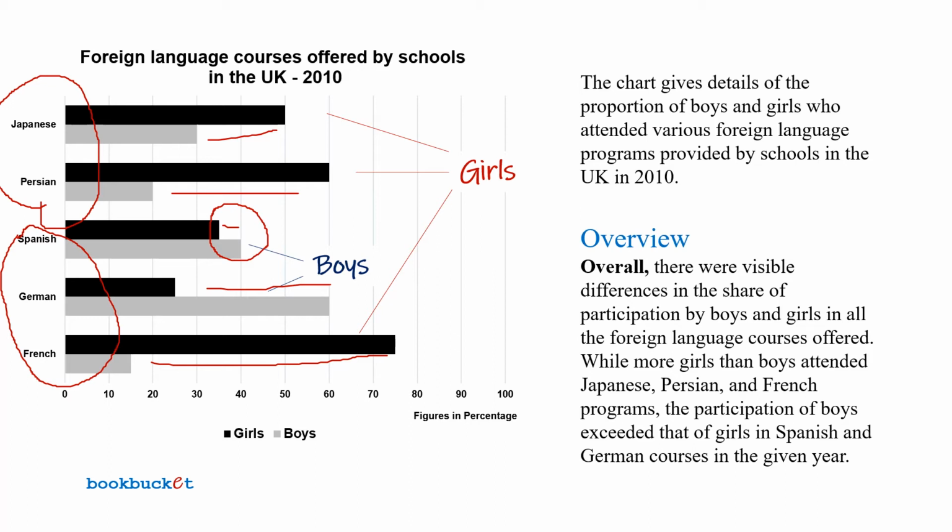Okay, you can see that it starts with a subordinator. While more girls than boys attended Japanese, Persian and French programs, this is my first concept. Then there is a comma. I'm introducing the second sentence, which is completely different. The participation of boys exceeded that of girls in Spanish and German courses in the given year.